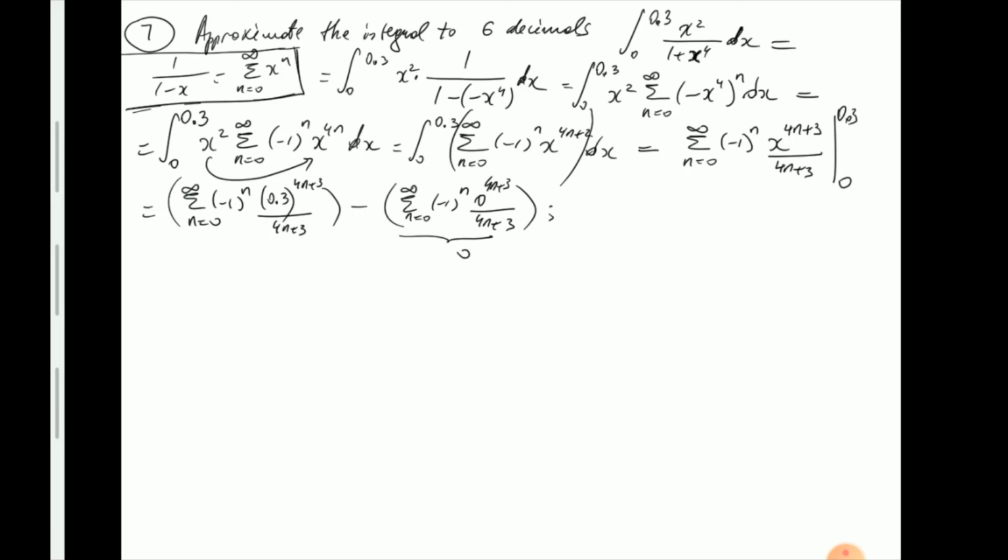So we concluded that my integral of my original function is in fact equal to a series, a power series. 0.3 to the 4n plus 3.